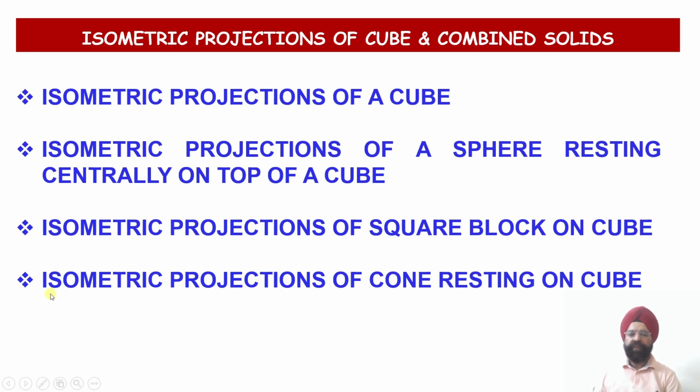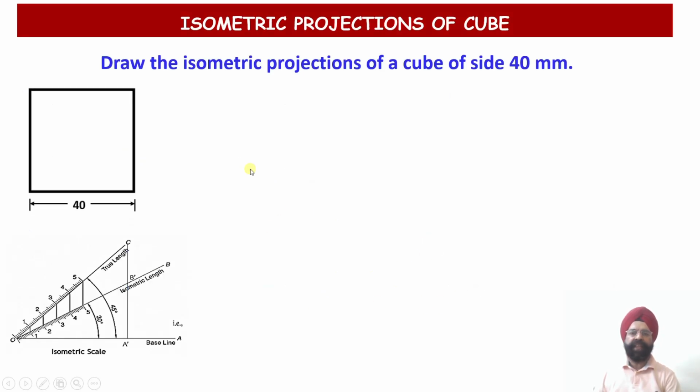And finally, we are going to pick up the construction of isometric projections of a cone resting centrally on top of a cube. So all these combined solids have one common element, that is, a cube is involved in each. That is why we have clubbed all of these combined solids into this particular lecture. First, let us start with the construction of the isometric projections of a cube.